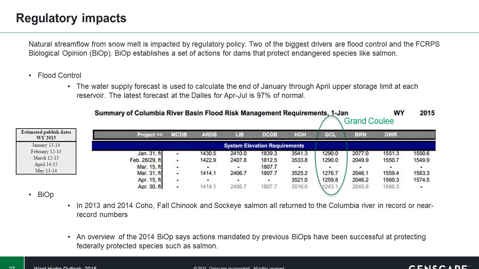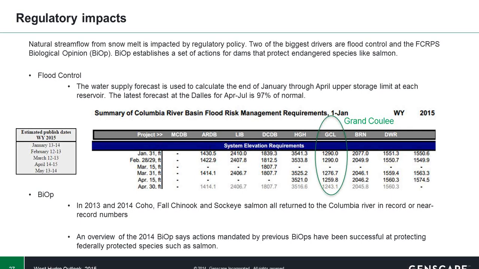Regarding flood control, I inserted a graphic here from the Army Corps of Engineers. Basically, the primary importance of flood control is put in place largely to not flood Portland, Oregon. And the Corps uses the latest official water supply forecast to project the minimum elevation targets for the following dams. I highlighted in green Grand Coulee, which they call the spigot. That's the largest dam in the system.